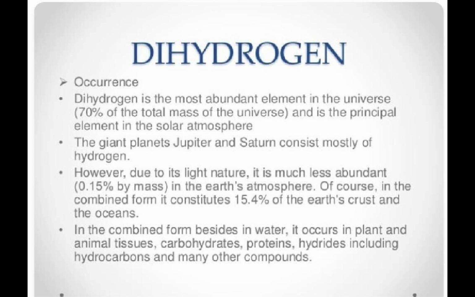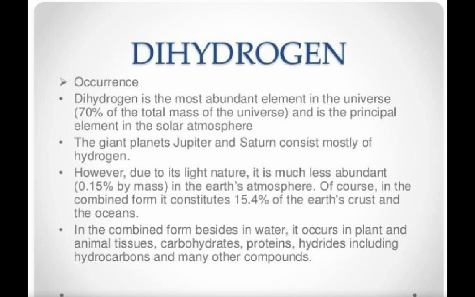Firstly, we can see that dihydrogen is the most abundant element in the universe, that is, 70% of the total mass of the universe consists of dihydrogen. It is a principal element in the solar atmosphere. Big planets like Jupiter and Saturn mainly consist of hydrogen. But hydrogen is very light in nature, so it is less abundant, only 0.15% by mass of Earth's atmosphere.